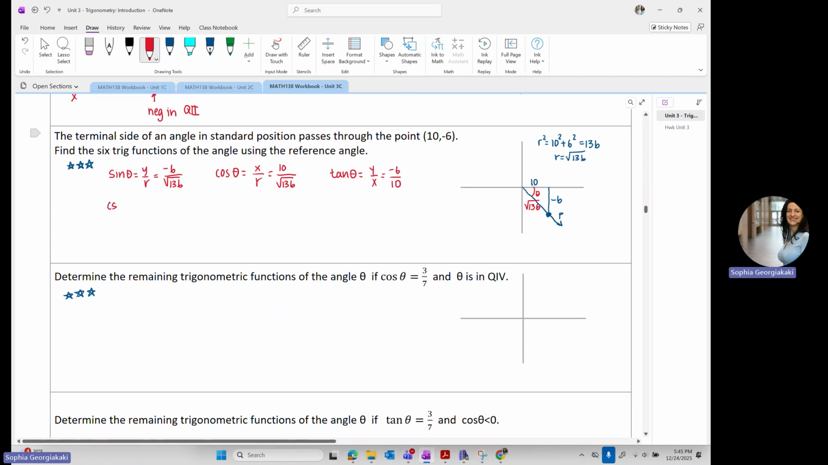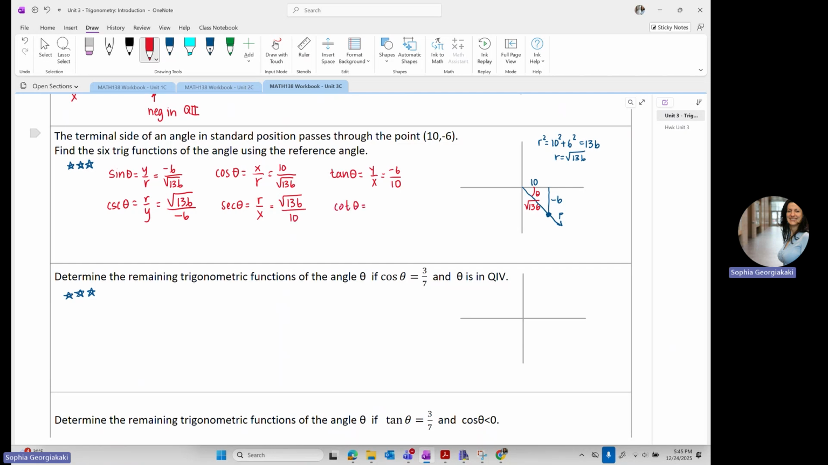The cosecant of theta is r over y. The r is the square root of 136, and the y is -6. The secant of theta is r over x. The r is the square root of 136, and the x is 10. The cotangent of theta is x over y. The x is +10, and the y is -6.